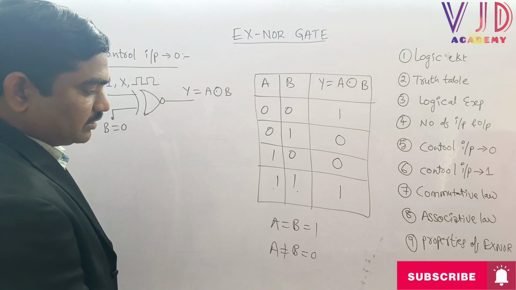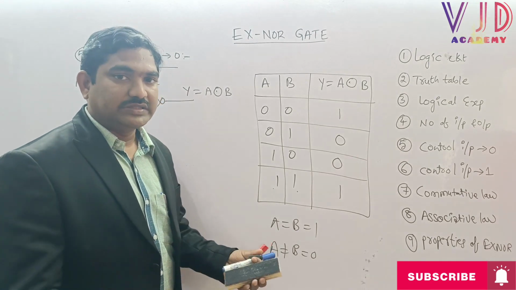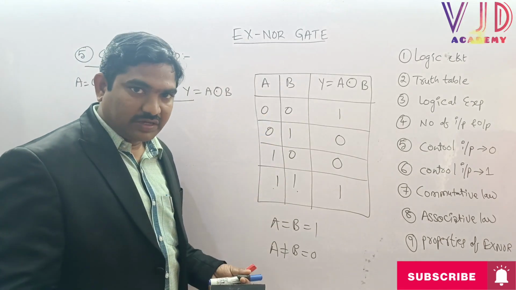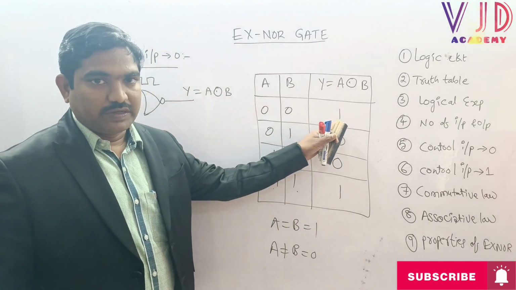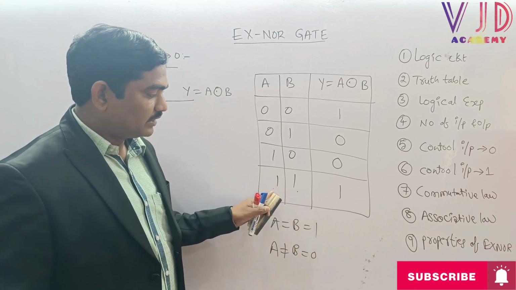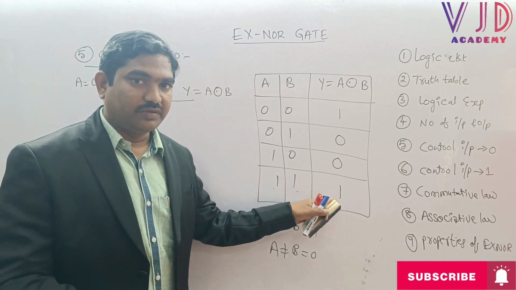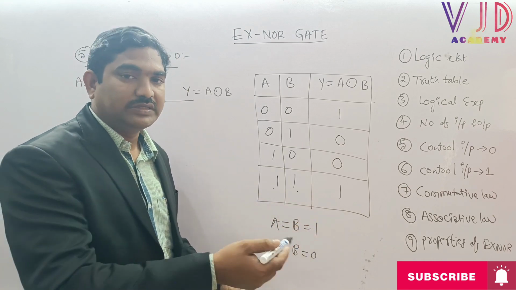Based upon this logic, we can say the equivalent circuit, which means whenever A and B both inputs are equal, then output is high, producing 1. So based upon this condition, whenever both inputs are equal, A equal to B, output is high, which means based upon this logic this is the equivalent circuit.